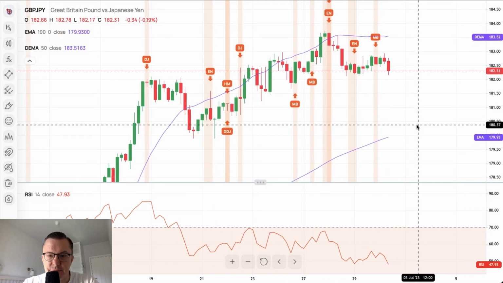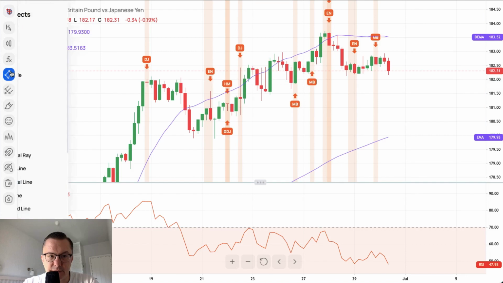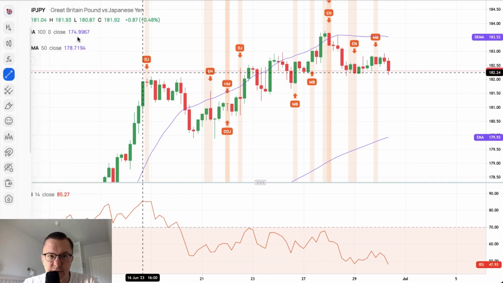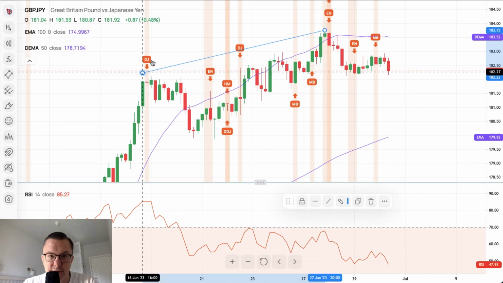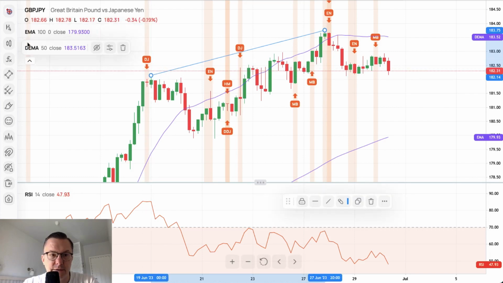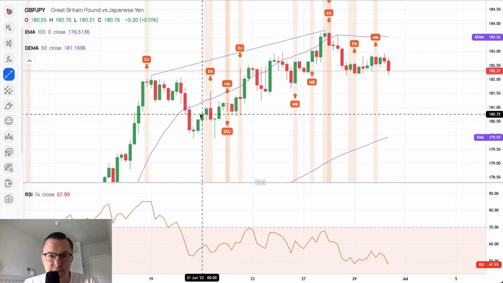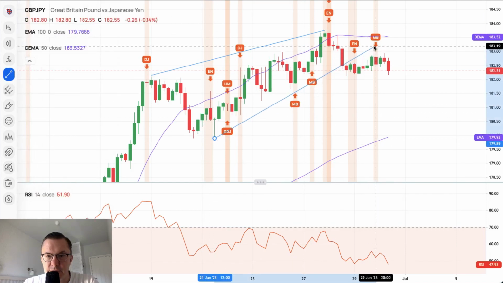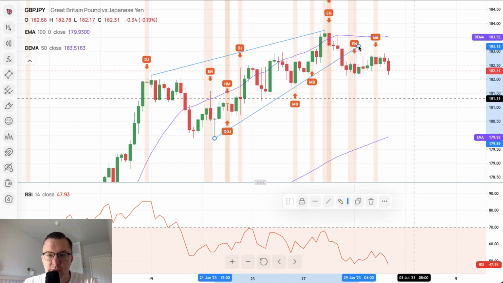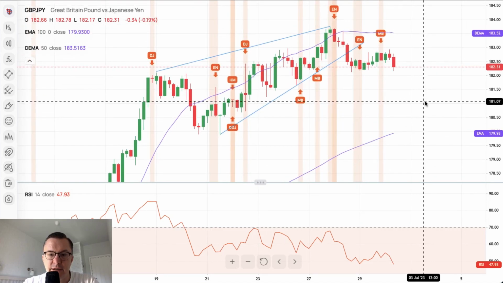We got this kind of a topping pattern on the chart, because we got this situation here. It's in the form of a rising wedge, yeah, something like this, maybe just maybe. That's the one thing I've seen on the chart.